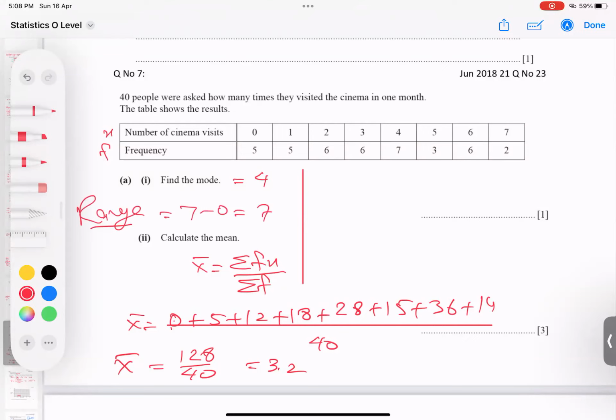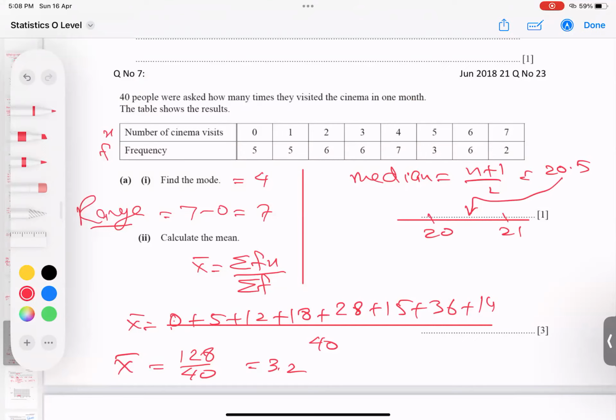The hardest part is here, the median only. The median technique is what I taught you before, and I repeat again: n plus 1 divided by 2. What is n? n is 40. So I got 20.5. 20.5 is coming in the middle of the 20th and 21st. So the 20th term and the 21st term. But the issue is how to get it.